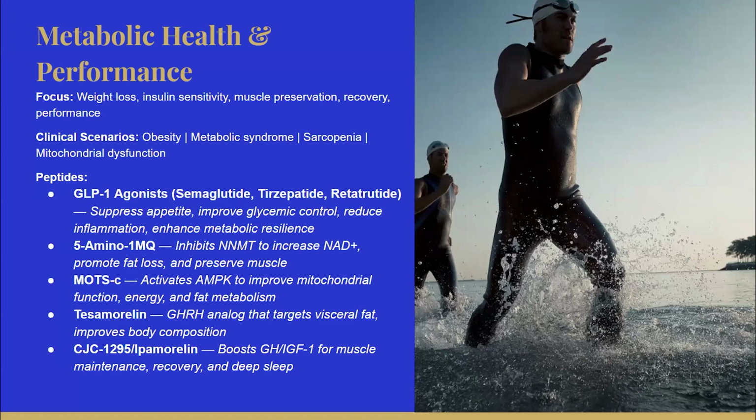MOTS-C. Now, this is really in our category of mitochondrial peptides. And so MOTS-C is going to activate the AMPK pathway. That's big for all my longevity docs out there. You understand about that. When we have mTOR and AMPK, they're nutrient sensing pathways. Think about it as catabolic, anabolic: build up, tear down. But this is going to help to improve mitochondrial function, energy, fat metabolism. It's an exercise mimetic. We're going to use MOTS-C for mitochondrial health when we have metabolic dysfunction. Okay, there are other mitochondrial peptides. I'm not going into them right now.